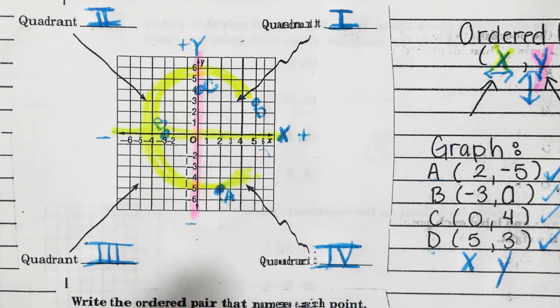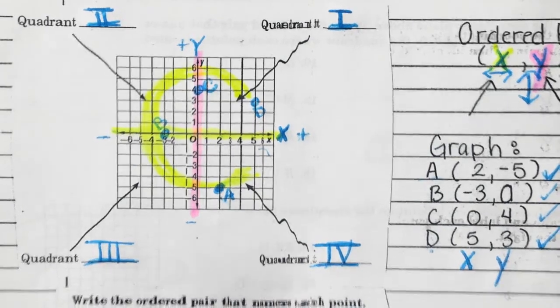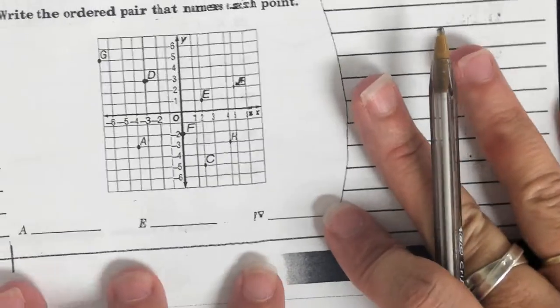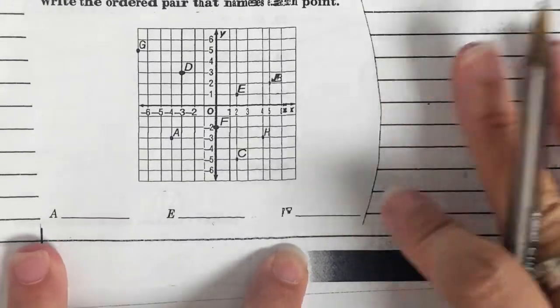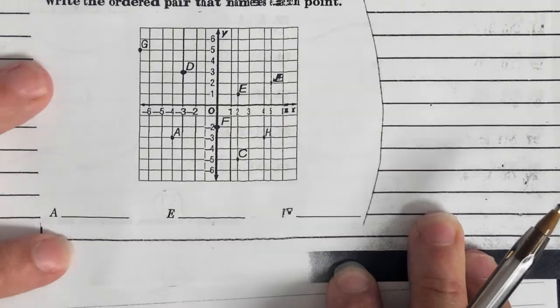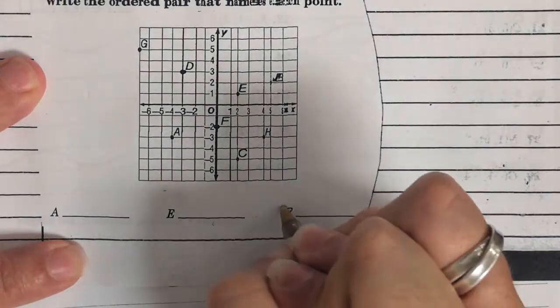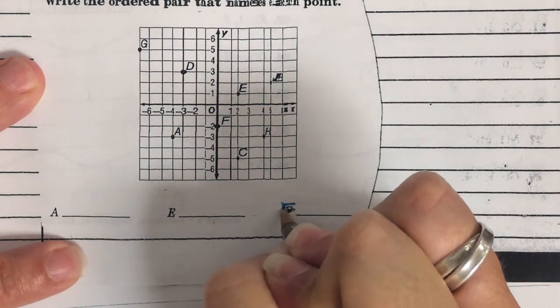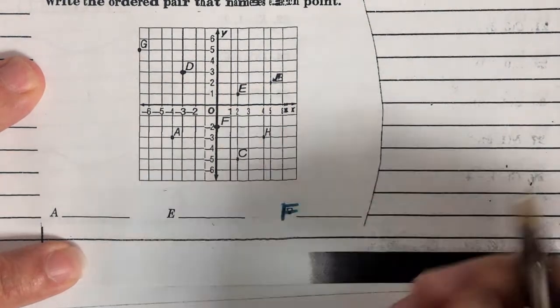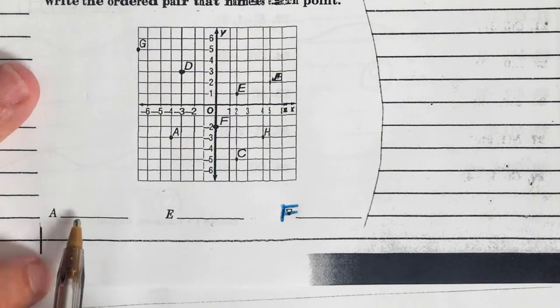Okay, now, here we go. Looking at the bottoms, this is the first thing we do. They just want us to write the ordered pair. To me, I think of it as a first and last name that names each point. Okay, now, this one is an F, we think. It just printed weird. So, letter A.